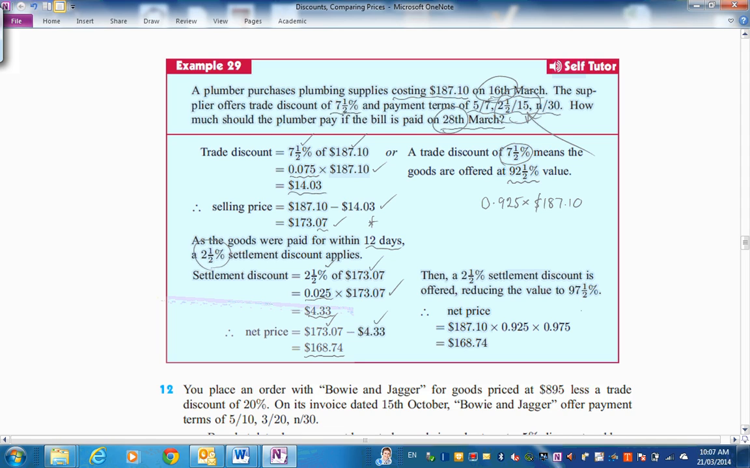Okay, so here it is, all done in one step. The original, and you're paying 2.5% off 7.5% off. Sorry, is 92.5%, and then 2.5% off that is 97.5%, or 0.975 as a multiplier, and you can go straight to the answer. So this is quicker doing it this way. Okay. All right. Want to have a go?